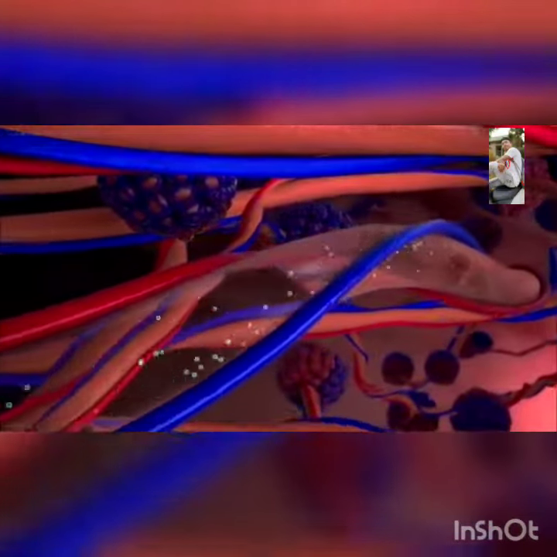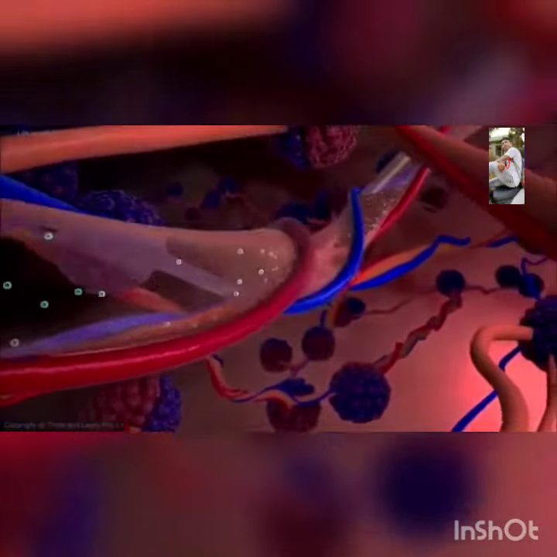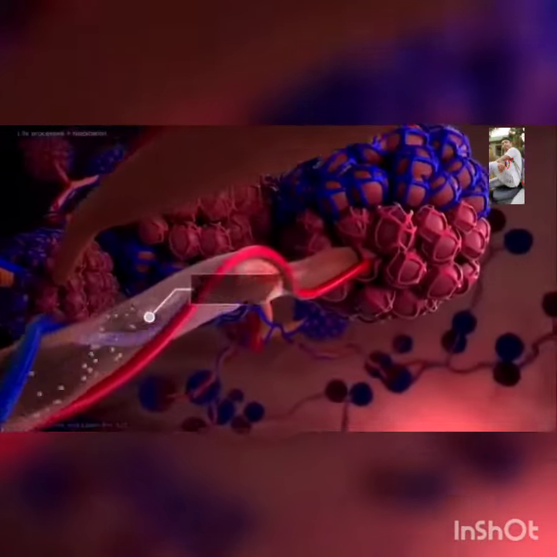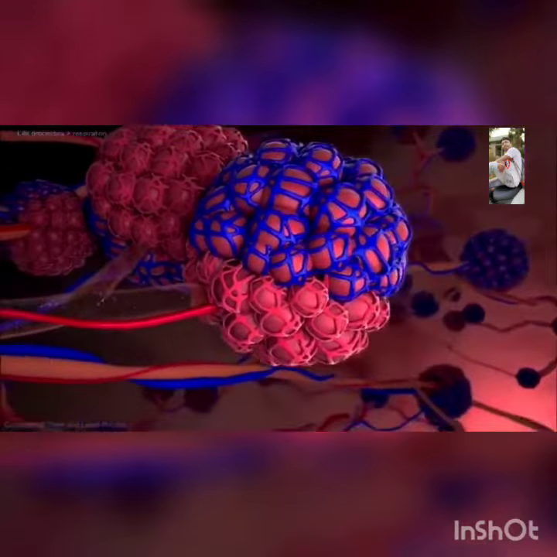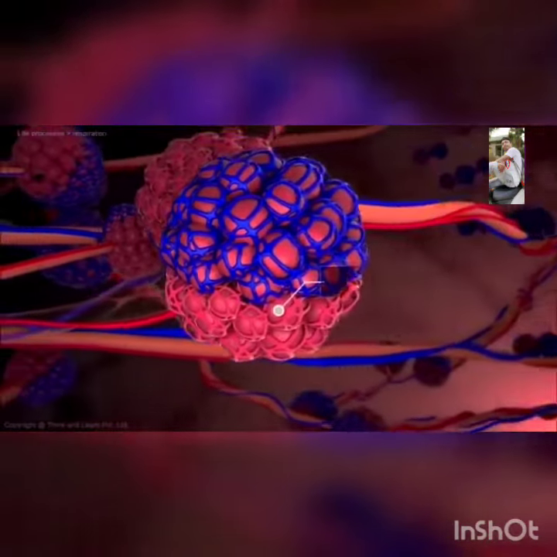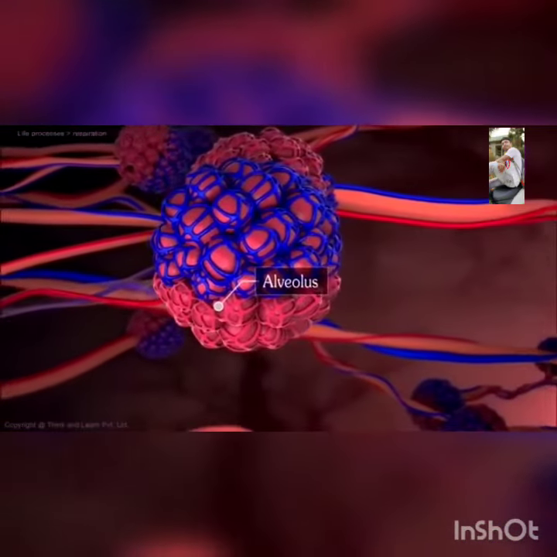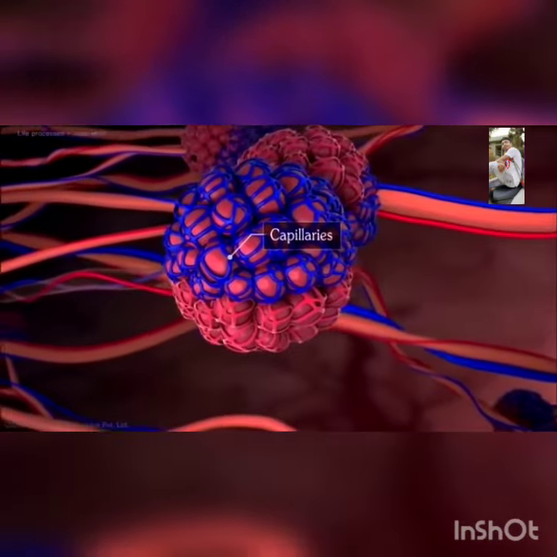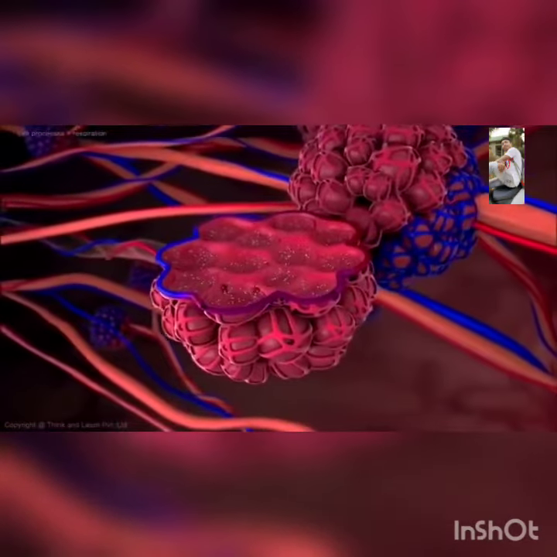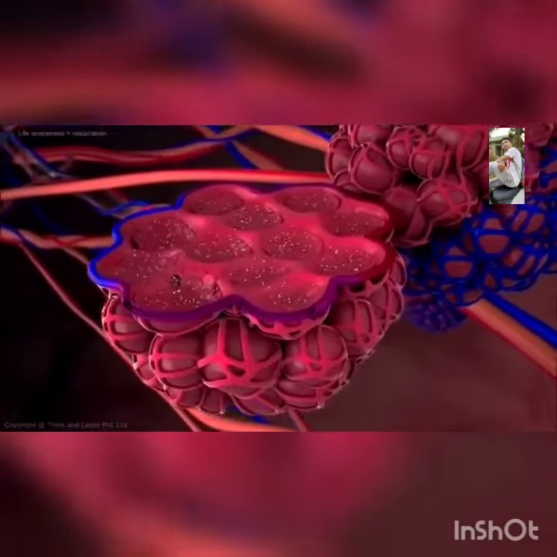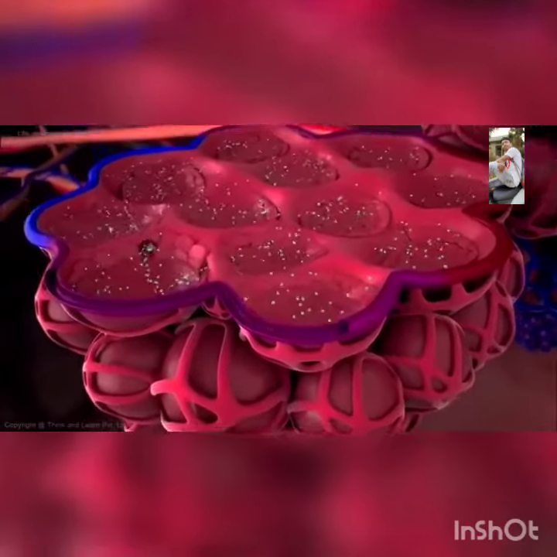Within the lungs, the bronchus divides repeatedly to form bronchioles. Oxygen travels through these bronchioles and reaches the alveoli, each of which is surrounded by a network of capillaries. As the blood passes through the alveolar capillaries, oxygen present in the lungs diffuses into the blood.